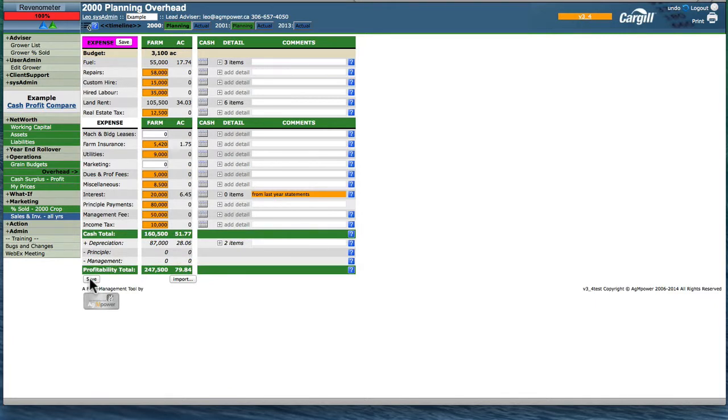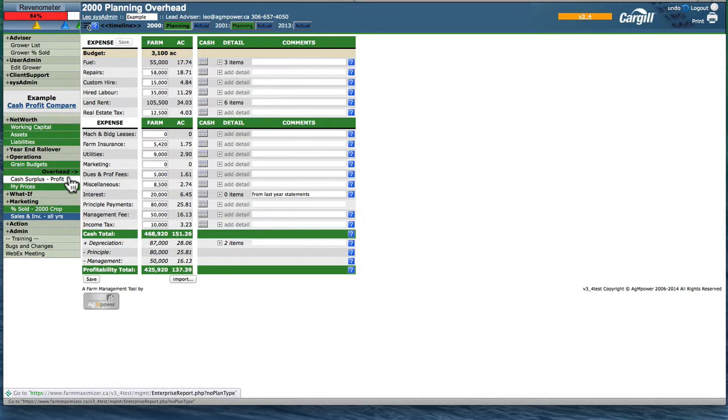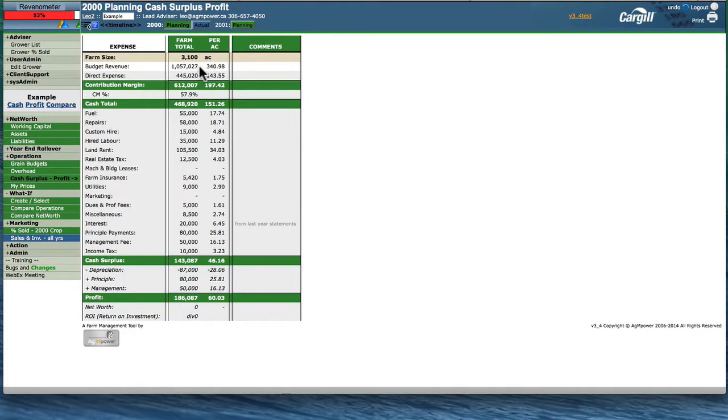Before leaving this page, make sure to save it. We have now entered in a full farm plan. Let's go to the cash surplus profit page.